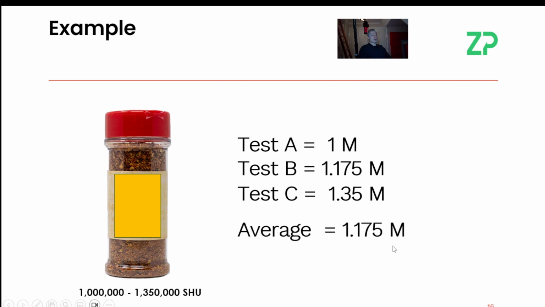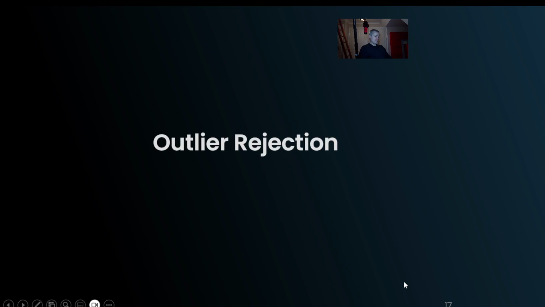So if I do an average of that, the actual average is 1,175,000 Scoville heat units. If I did a standard deviation and then calculated the relative standard deviation, they actually get to about 15%. Obviously, I wasn't in the lab, but I'm saying if they can have that kind of range, then maybe when they were actually doing their testing, they would have had an RSD of about 15%. I'm going to talk about outlier rejection at this point.